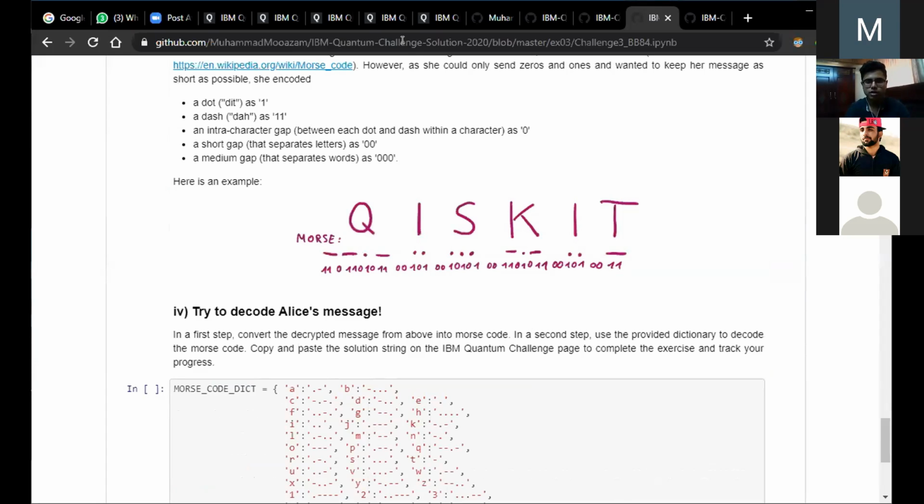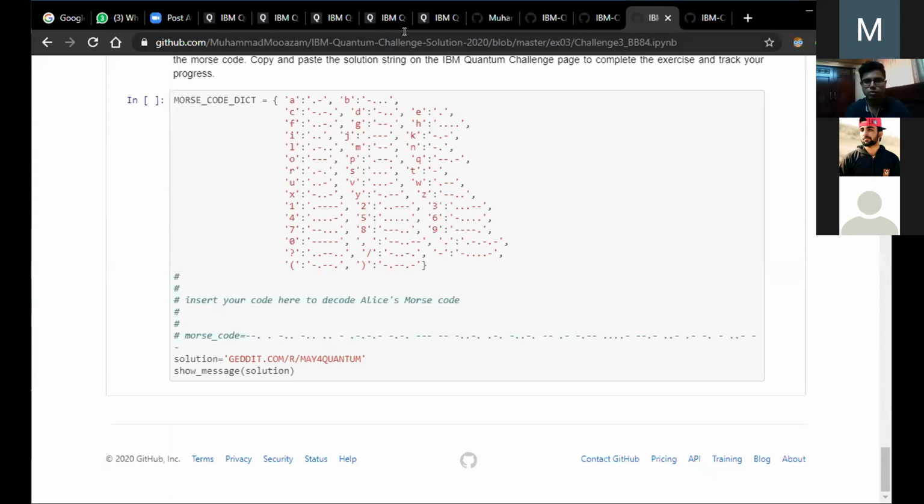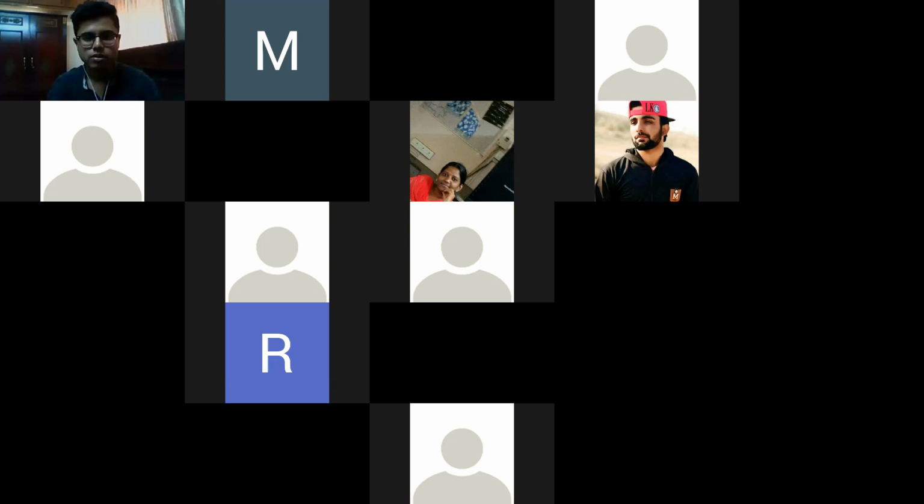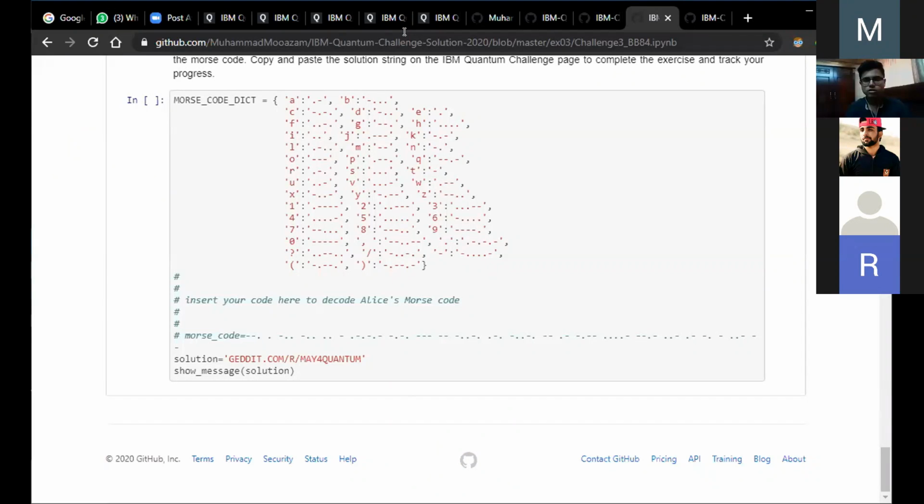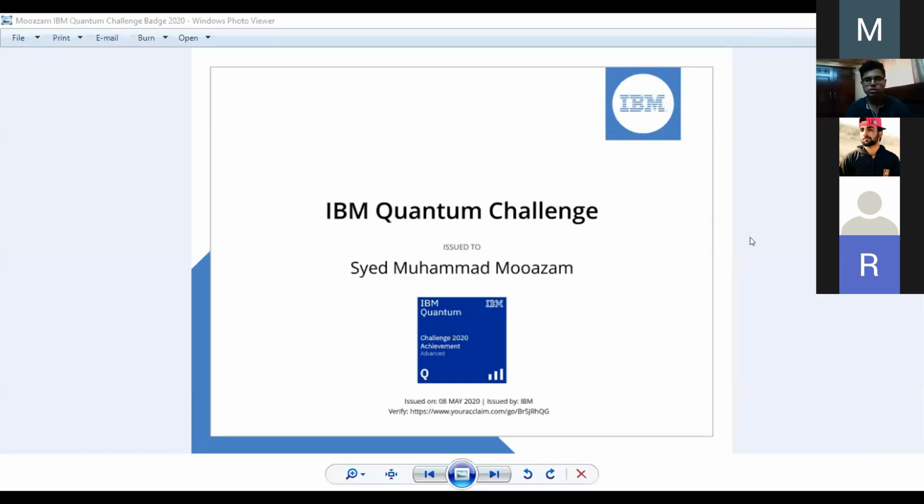Now I want to share something more. This is the certificate I got after completing the IBM Quantum Challenge. This is the advanced certificate. All four of us participants, the speakers here, got this certificate. Thank you so much, Allah hafiz from my side. Now exercise 4 will be continued by Iqra Naz.